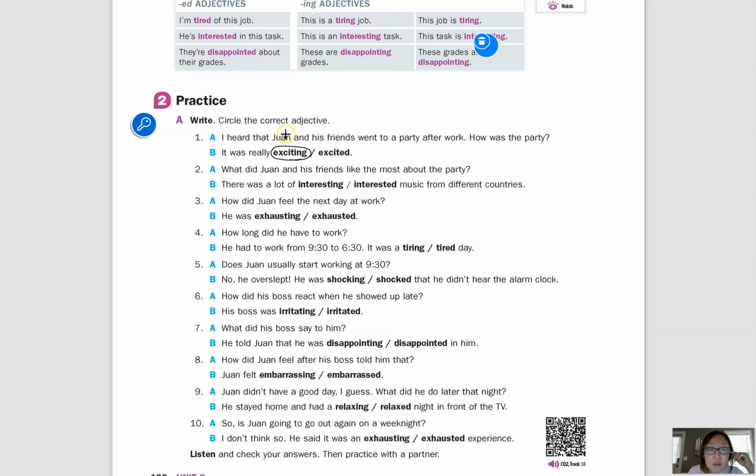Circle the correct adjective. So let's look at the first conversation. I heard that Juan and his friends went to a party after work. How was the party? Okay, so this question format should be very familiar to you because we ask every Monday, how was your weekend? How was the party? How was your vacation? So this is a very common kind of question. So as you can see, the answer is, it was really exciting. Okay, not excited, but we have to use exciting because we're talking about a party. Okay, so go ahead and complete numbers 2 through 10, and you can pause the video and continue when you're finished.